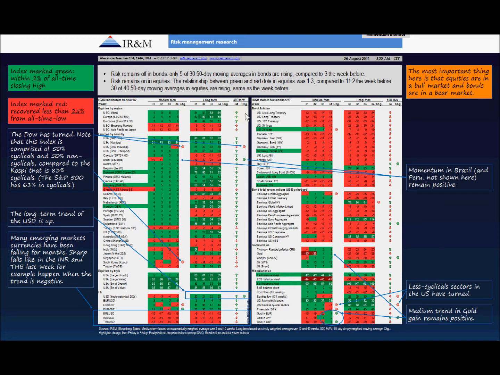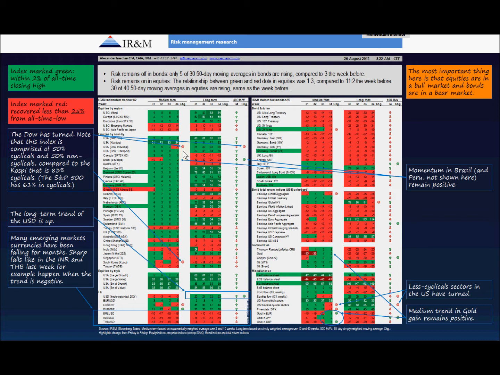So one aspect of this momentum monitor is to show persistence, and the quick reader will obviously look for these dots. The dots mark the changes. Red dot is a negative change, and the green dot is a positive change.